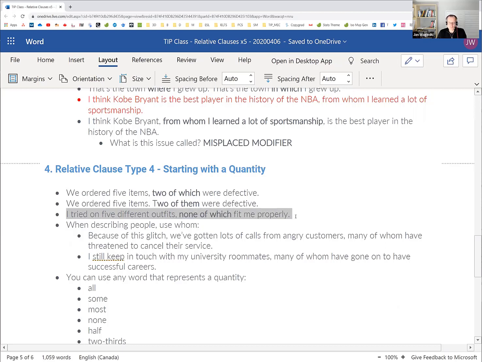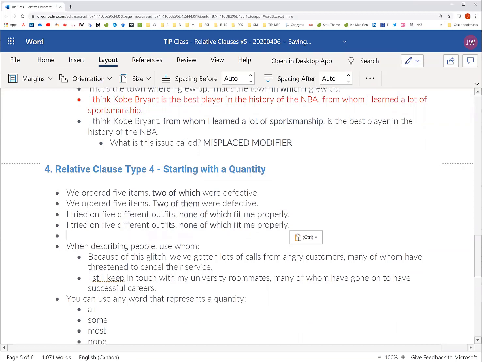One more time, what would be the simple sentence version of this? I tried on 5 different outfits, comma, none of them fit me properly. Period. Yeah, period, none of them. That's it.